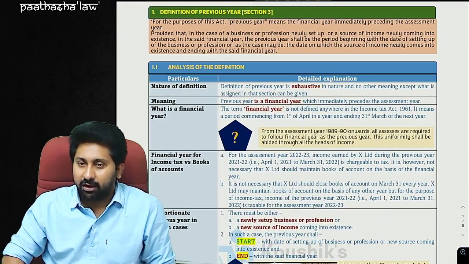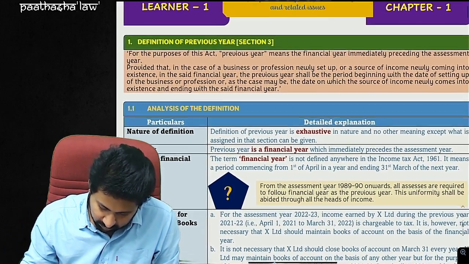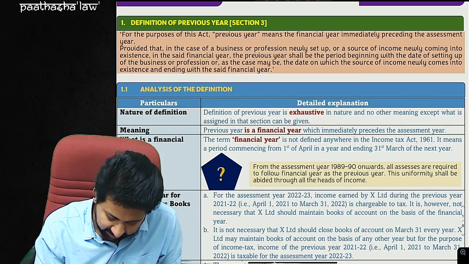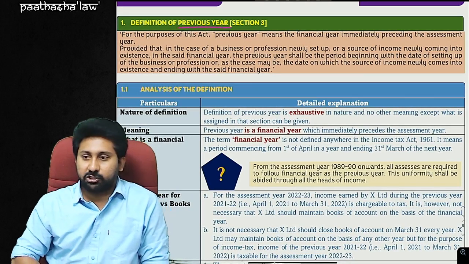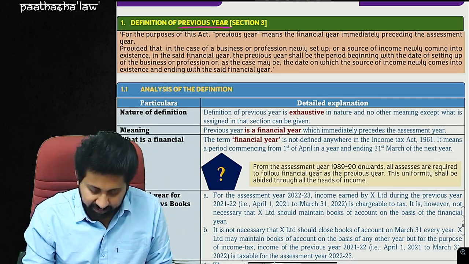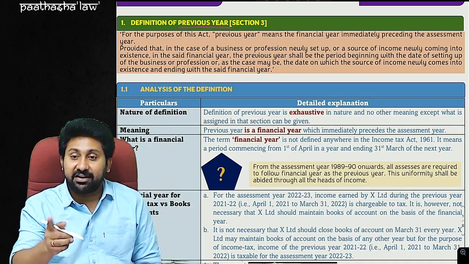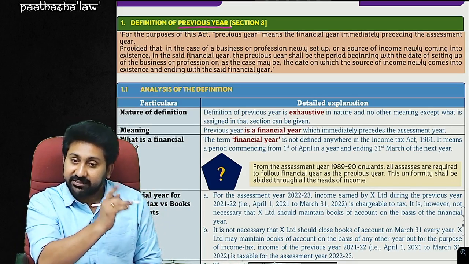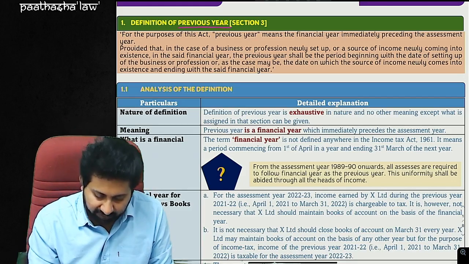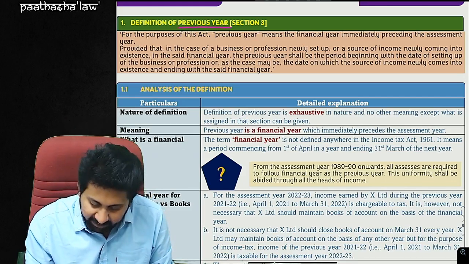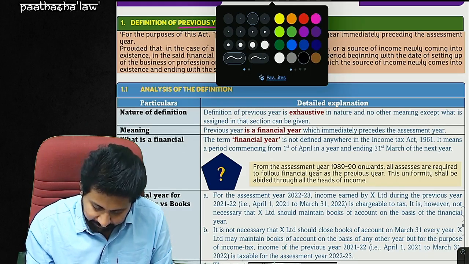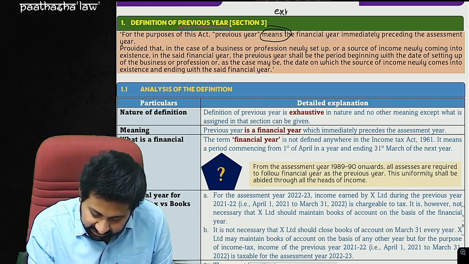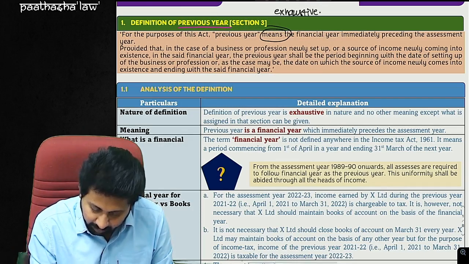First one, definition of previous year. It is defined in Section 3. Section 3 defined it. How? For the purposes of this Act, previous year means... this represents an exhaustive definition.